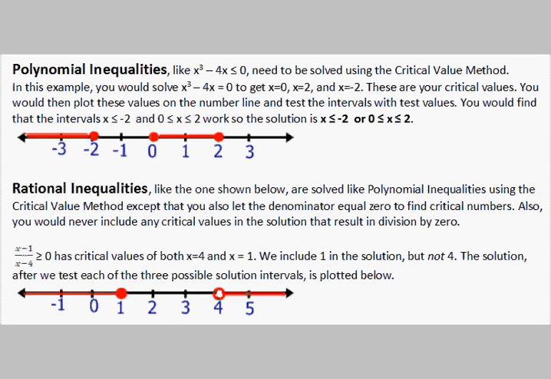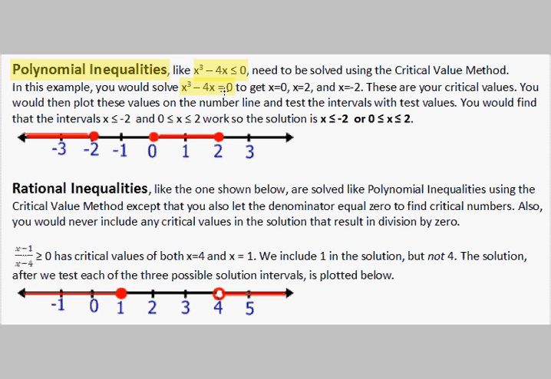Now I'm going to give an overview or a summary of solving polynomial and rational inequalities. Let's look at polynomial inequalities first. We're going to look at the polynomial inequality x cubed minus 4x less than or equal to 0. The way you solve this is to find the critical values. You have to solve the related equation x cubed minus 4x equals 0.